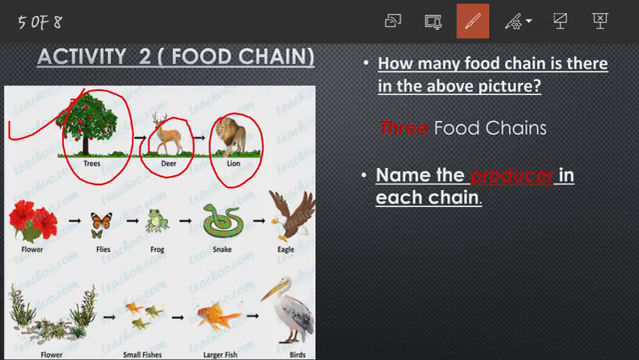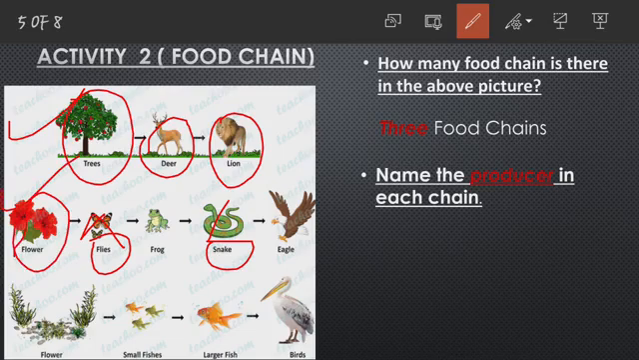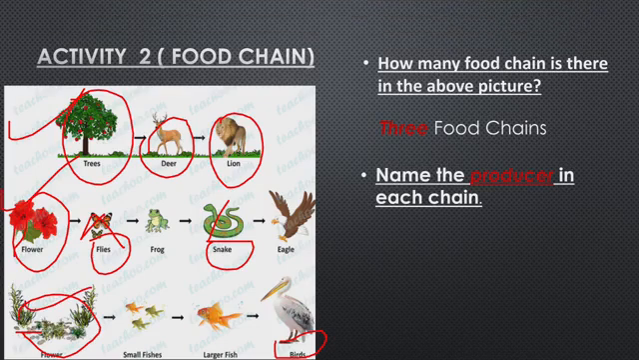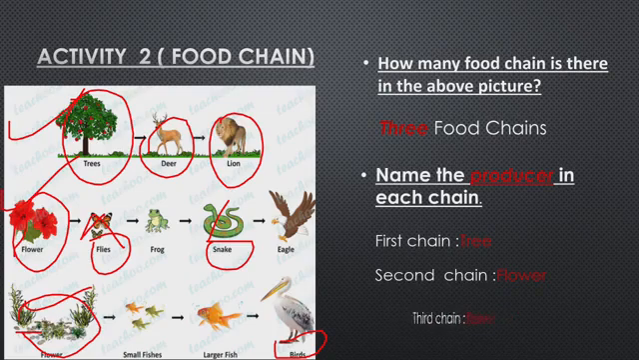In the second chain, who is the producer? The snake? No. The flies? No. The flower? Yes. So the flower is the producer. In the third food chain, the bird? No. The flower? Yes. So the flower is the producer in the third food chain. In the first chain, the producer is the tree. Second chain, the flower. Third chain, also the flower.